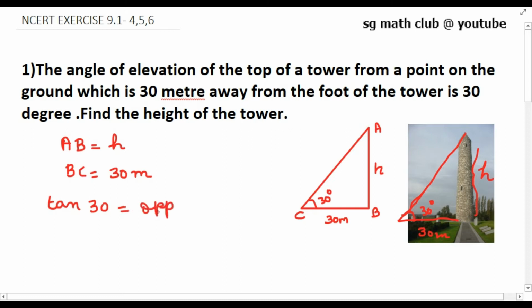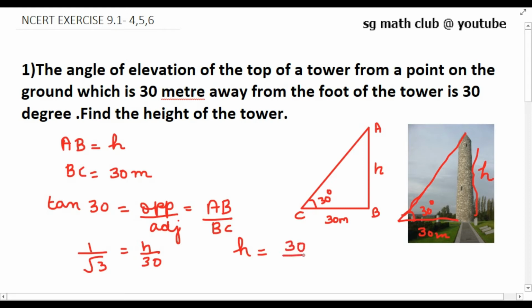Tan 30 formula is opposite side divided by adjacent side. Opposite side is AB and adjacent side is BC. We know the value of tan 30 is 1 by root 3, which is equal to h divided by 30. Now cross multiplying, we can find the value of h, or h is equal to 30 divided by root 3. If you want, you can rationalize it with root 3, which is equal to 30 root 3 divided by 3, which is equal to 10 root 3.